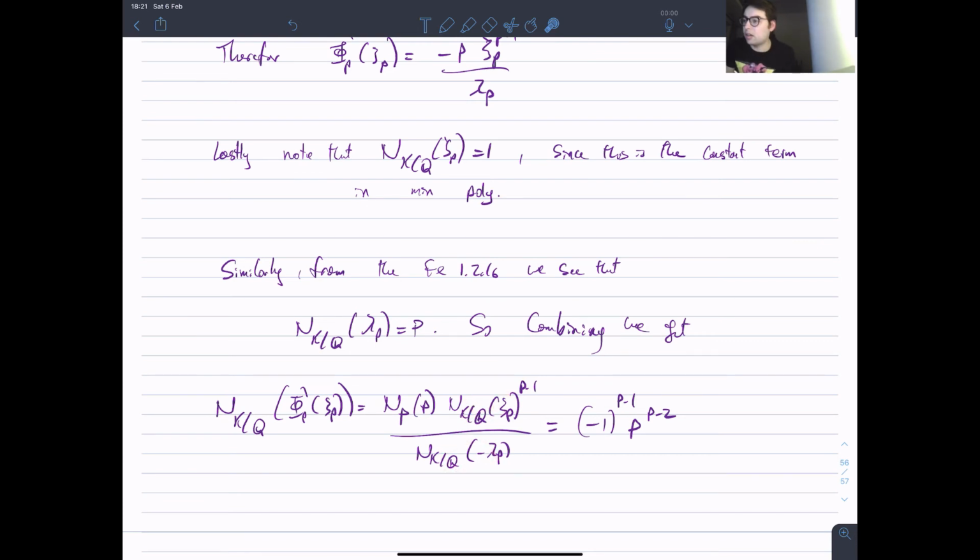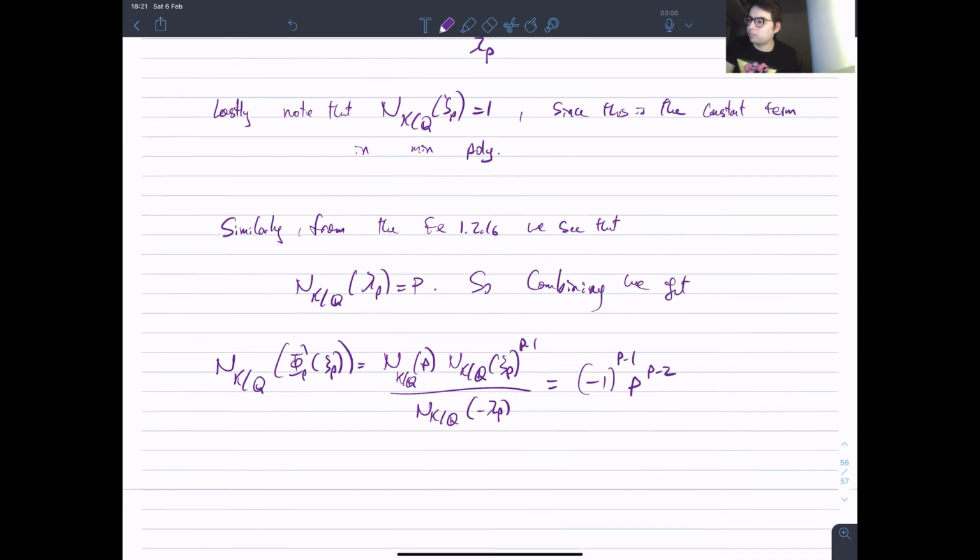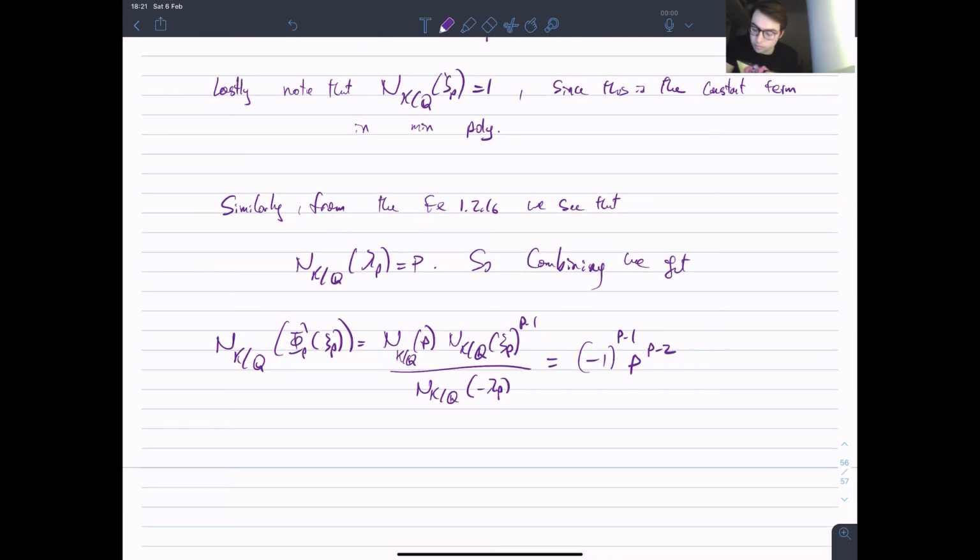You just have this contribution from this, which has norm p. Oh, this is the norm from k to q of just the prime p. So you're going to get a p to the p minus 1 from this term. It's going to cancel out with one of the p's here, and then you're left with a bunch of minus 1s. Great. Which again, in this case, is just p to the p minus 2 because p minus 1 is even.